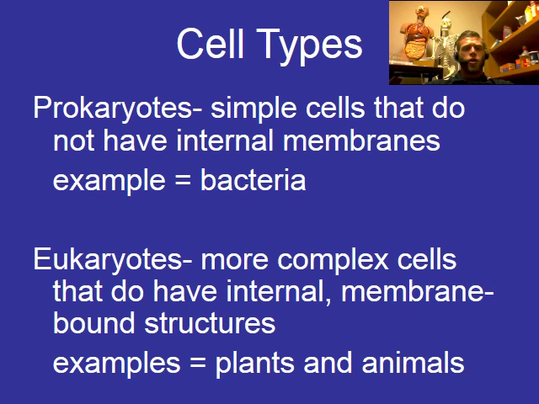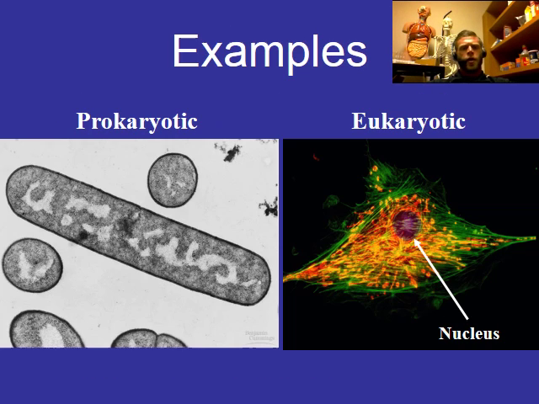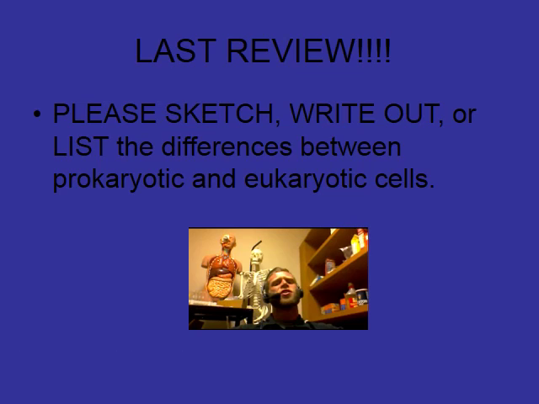Just a quick review on cell types. You have prokaryotes. They do not have internal membranes, aka a nucleus. So an example would be bacteria. Eukaryotes, you and me, have a nucleus. Very good. So plant and animal cells would be eukaryotic. And these are just 2 lovely pictures of prokaryotic on the left, bacteria, eukaryotic on the right. I'm not sure exactly what cell that is because it's a crazy little picture, but it has a nucleus, so I know it is a plant or animal cell.